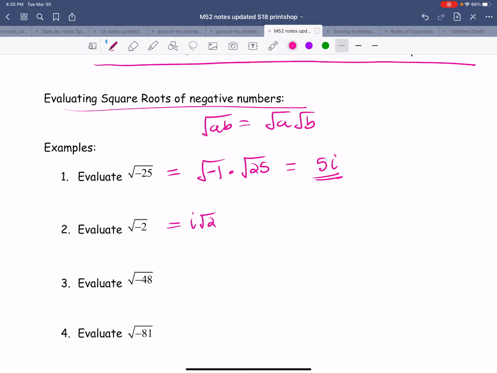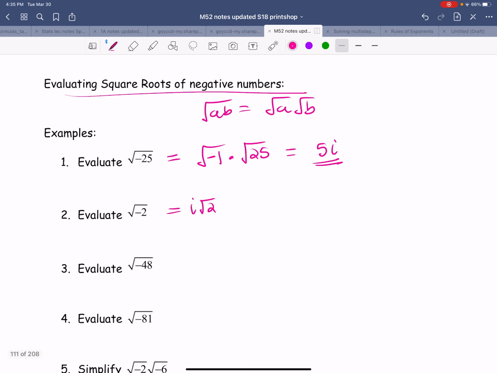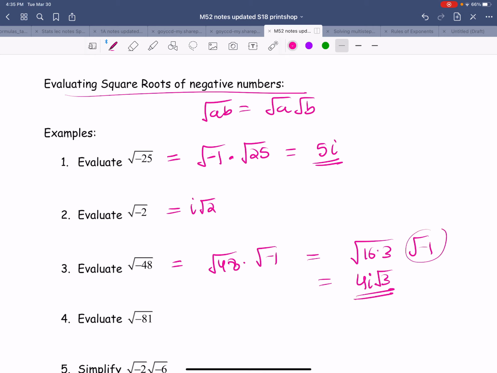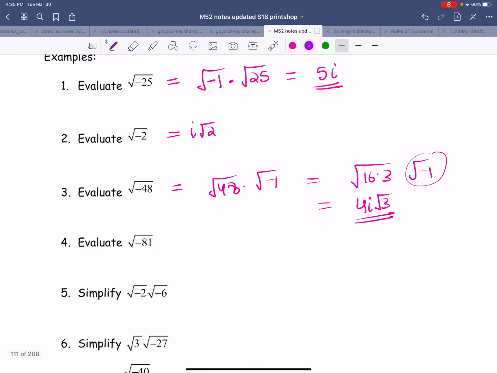Okay, we can write it as root 2i or i root 2. i is not inside the square root. Square root of negative 48, I'm going to break it as square root of 48 times square root of negative 1. And 48 is 16 times 3, and that's going to give me 4i root 3, because i comes from the imaginary unit. Square root of negative 81 is going to be 9i.